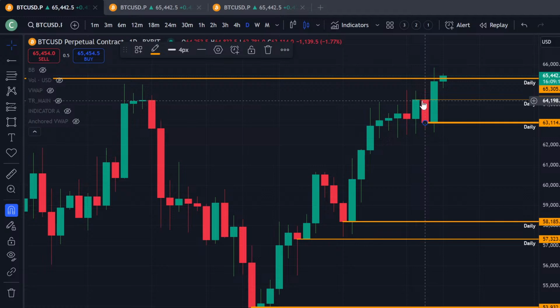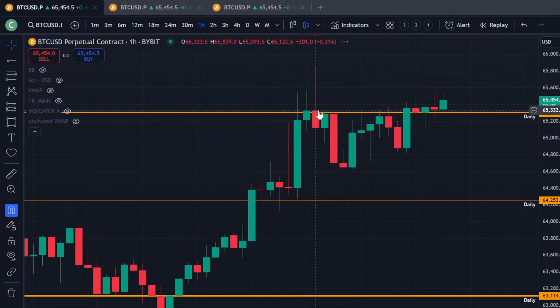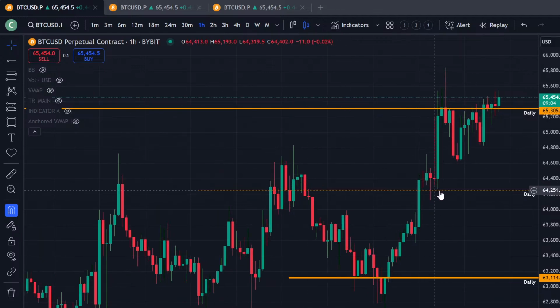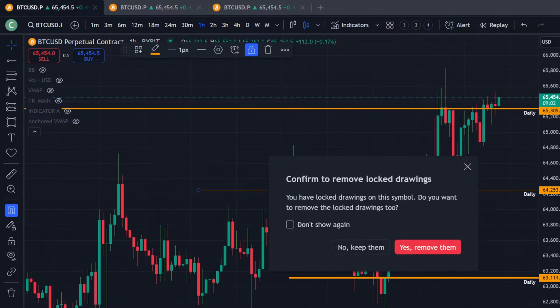We have a daily here that was not respected, or it may be respected, but not on the daily. Of course, we can look at the 1 hour and see if we had some reaction on it. Basically it was a daily and we didn't have any reaction on it, so I'm just going to remove it. We would remove it anyway. Daily, I don't use 2 or 3 or 4 taps. I remove them after 1 tap.